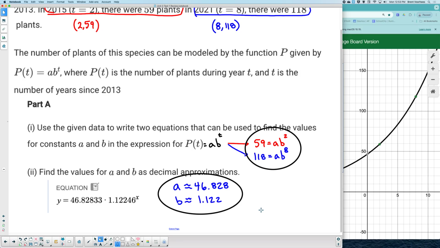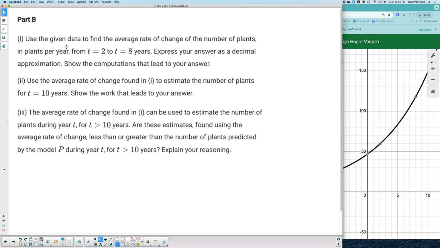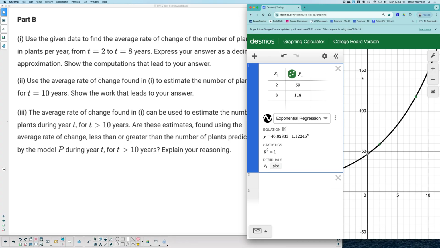Okay, part B has to do with the AROC. So on this type of free response, part B will deal with the AROC. It says use the data to find the average rate of change in the number of plants from 2 to 8 years. Express your answer as a decimal approximation. Show the computations that lead to your answer. You have to show your work, but here's a way you can get this.